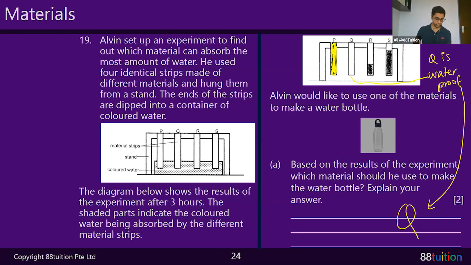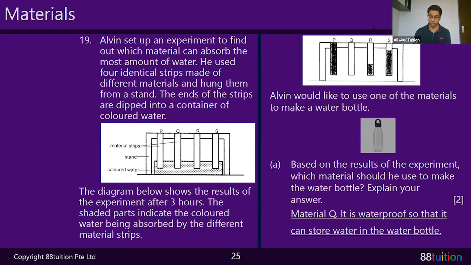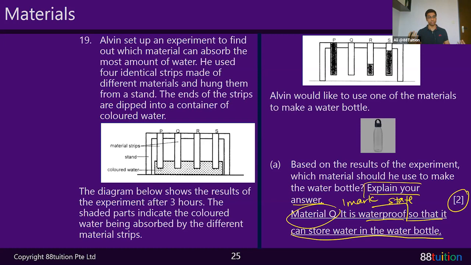So this is about finding out from a diagram the property of any material that is given. If it is waterproof, then they ask you to explain your answer. A lot of you forget to explain. You get 2 marks, but you only say Q, so you get 1 mark. You forgot to explain. Even if you just say it's waterproof, it's not explaining. It is still stating. Not enough. You must say, so that it can store water in the water bottle without absorbing water, without getting wet. So I need to explain further. Explanation is different from stating.